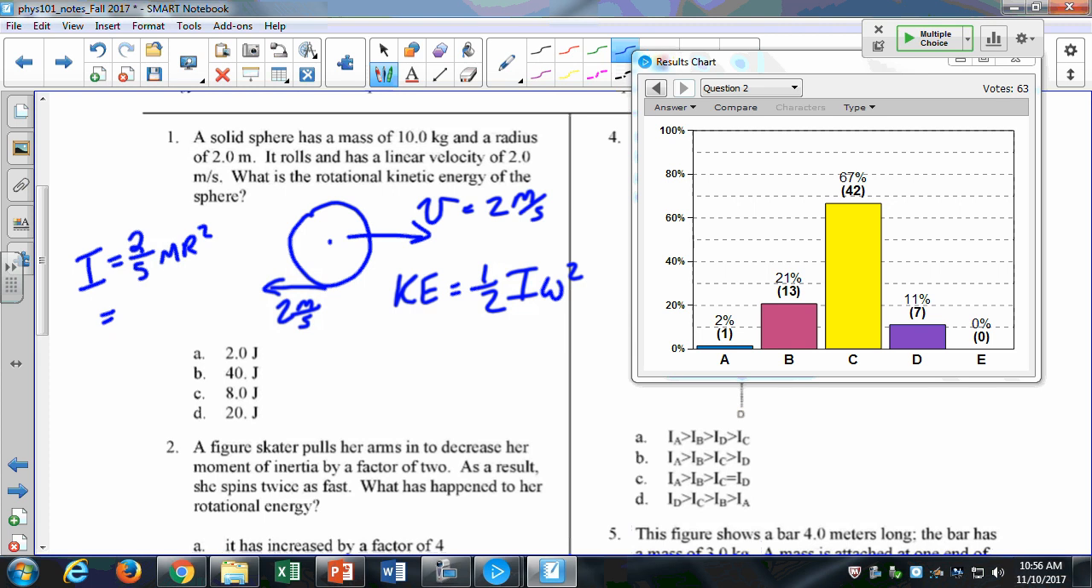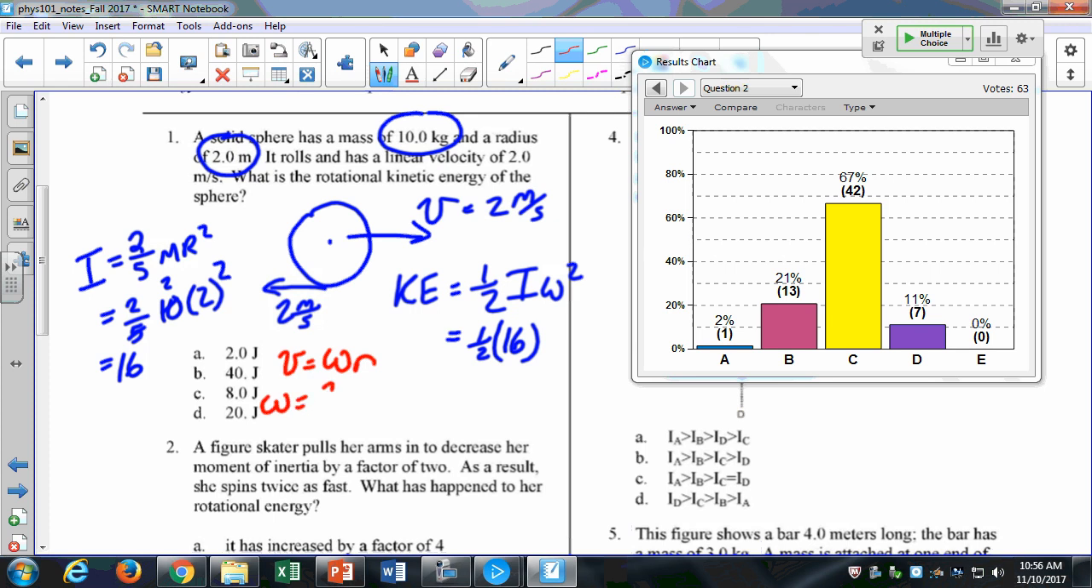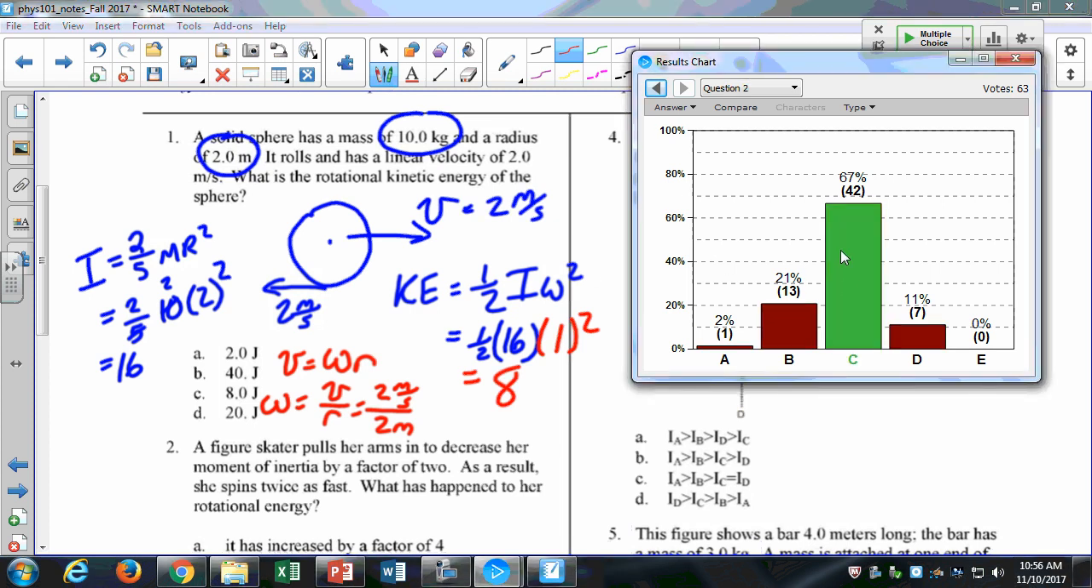So that's going to be 2/5 of the mass, which is 10, times 2 squared. Uh, 4 times 4, 16. I got 16, is that right? All right, so it's going to be 1/2 of 16 kilogram meters squared times omega squared. And then for omega, we need to say, well, v is equal to omega times r. So omega is v divided by r. That's going to be 2 meters per second divided by 2 meters. So it's going to be 1, squared. So that's equal to 8. So C is right. That's very good.